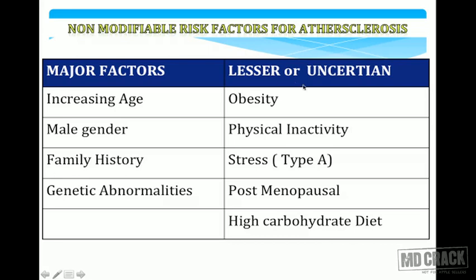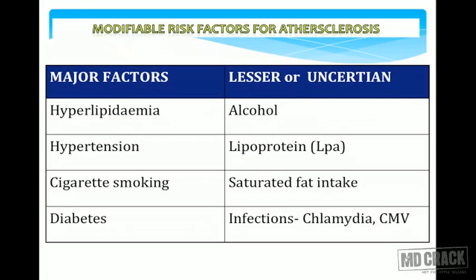Probably a lesser or uncertain role is there for obesity because there will be a hypercholesterolemia status. Physical inactivity again makes the patient prone to atherosclerosis at an early age. Type A personality and stress factors are very contributory factors for atherosclerosis. The incidence is said to be almost equal in postmenopausal women, whereas during reproductive age, females are said to be protected because of the estrogen levels. At the postmenopausal age, the incidence of atherosclerosis is the same for males as well as females. High carbohydrate diet is again probably a contributing factor. What are the modifiable risk factors? This is the one you need to understand, what you need to take care of.